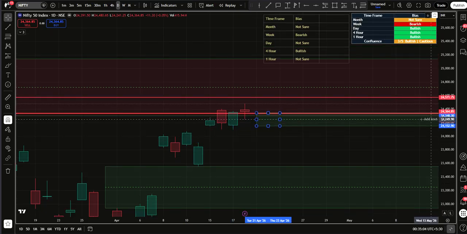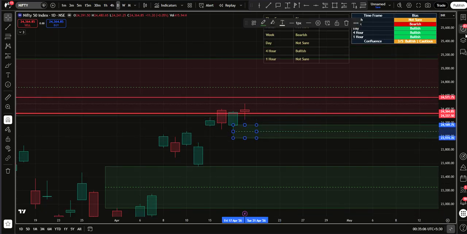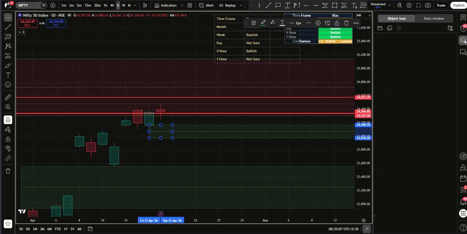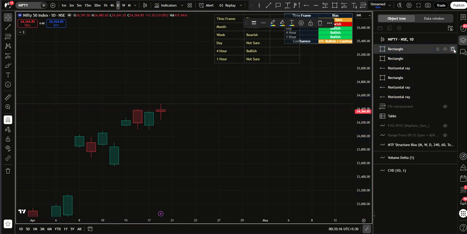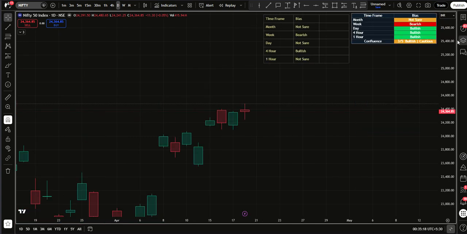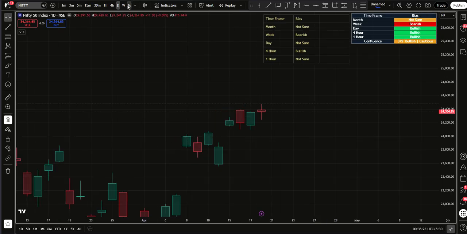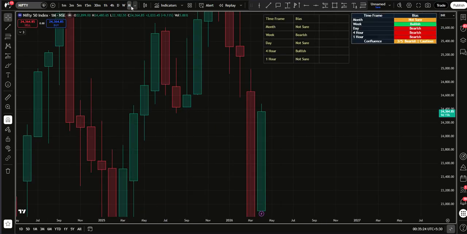So for the time being, let's just go and delete all the analysis from yesterday and start afresh. This is what we always do. So for first timers, we start analyzing from the monthly time frame going downwards.